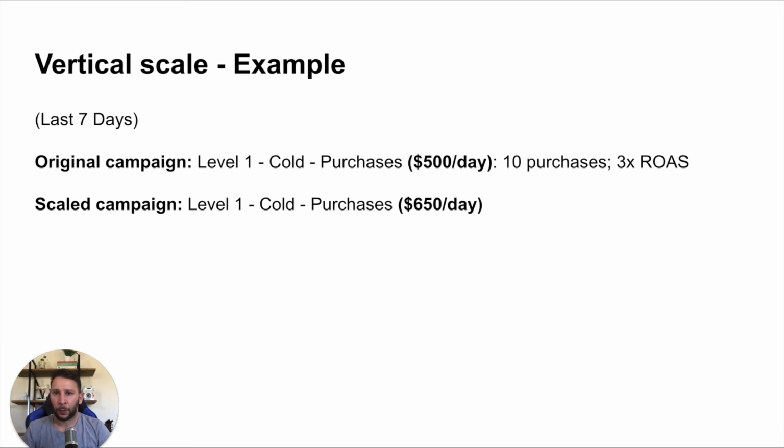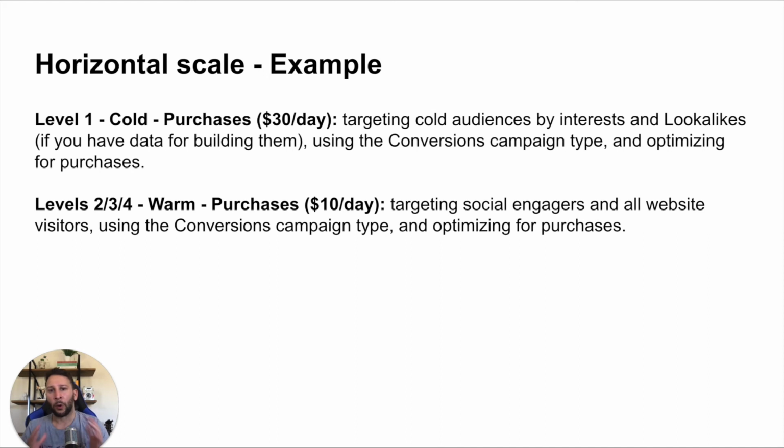Again, take a look at the frequency, take a look at different things, but that's the way to go. Horizontal scale. This is the unproven effort that you're going to implement, right? But you will do it because you just want to keep scaling up.